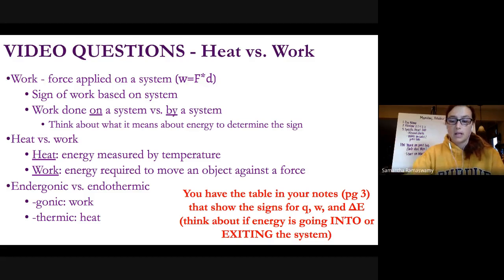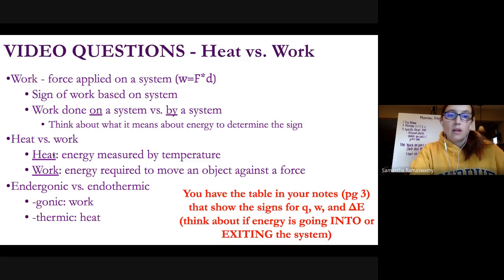So if work is done on the system, that means that energy is going into the system, because something is doing work on the system. It's applying energy to the system versus by the system. So by the system is what we looked at in the do now. So just think about what it means about energy based on the system, and that'll help you determine the sign.